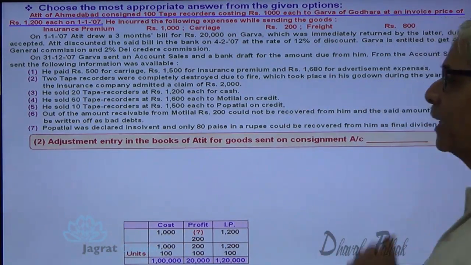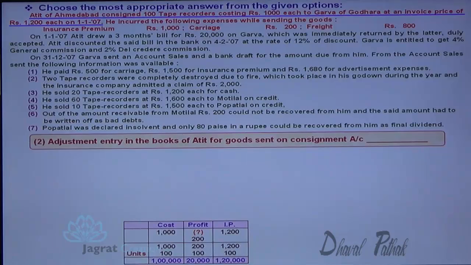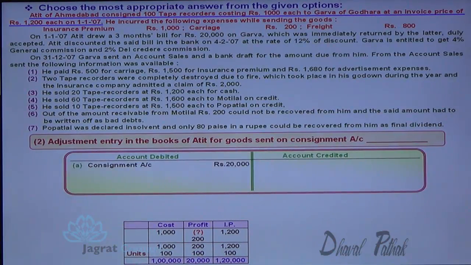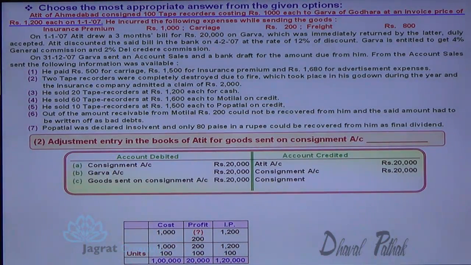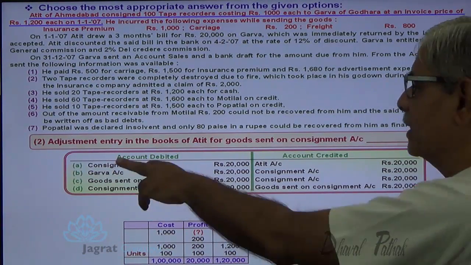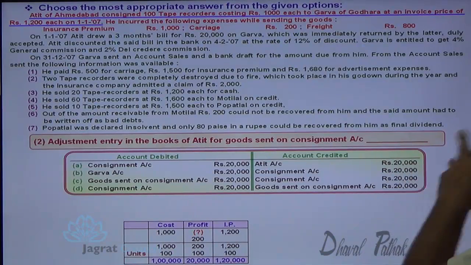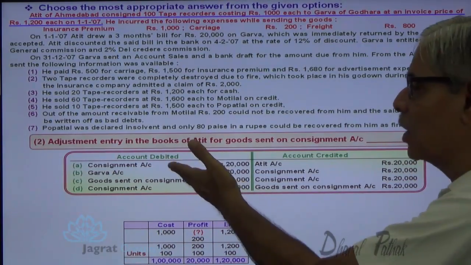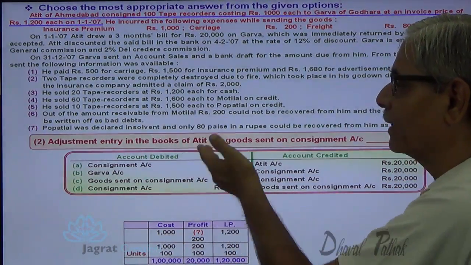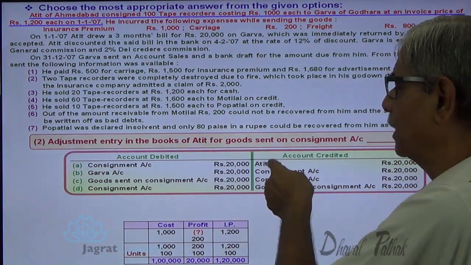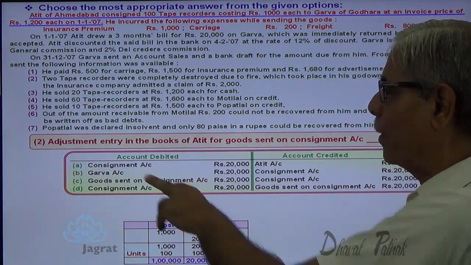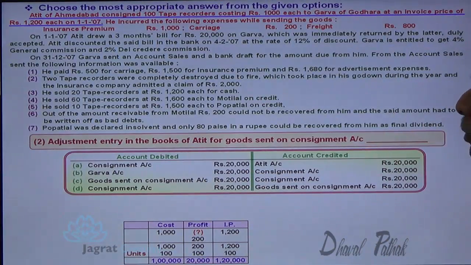Now, adjustment entry in the books of Atit for goods sent on consignment. These are the 4 options given to you. Consignment account debit 20,000 to Atit account credit 20,000. This is not possible because you are required to write the journal entry in the books of Atit. Atit account cannot be credited. Gaurav account debit to consignment account credit.